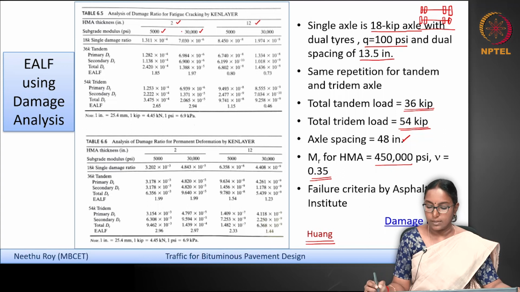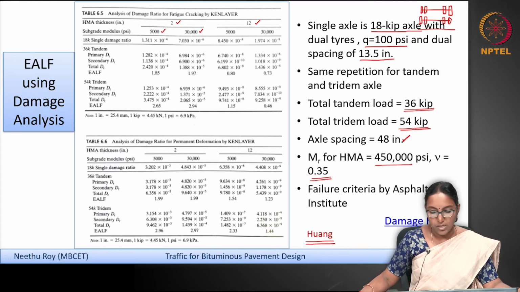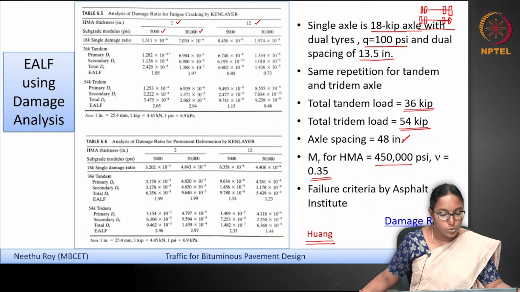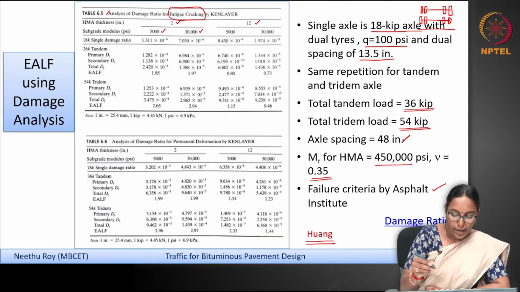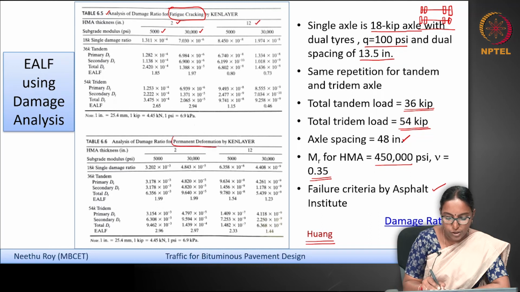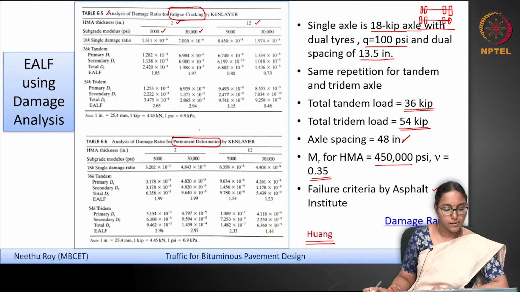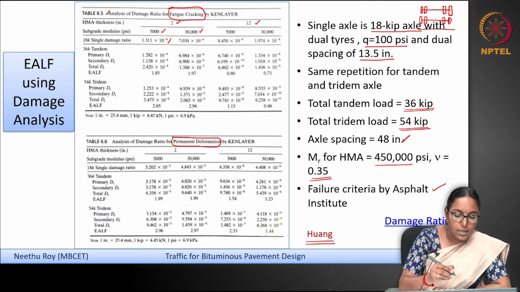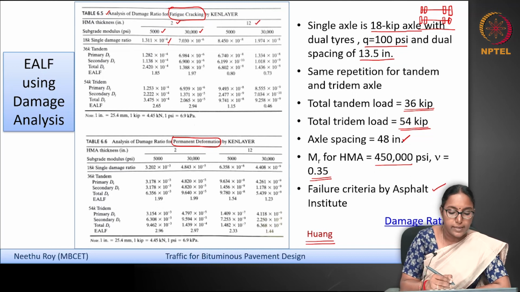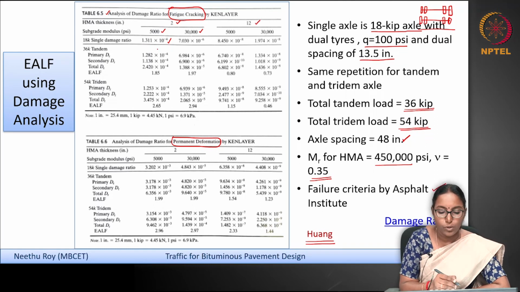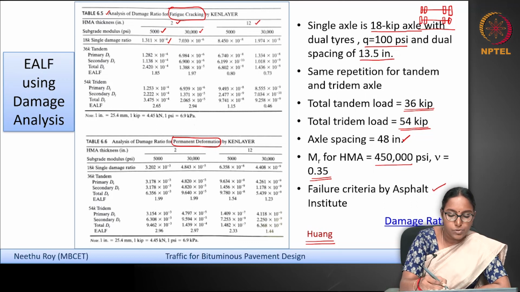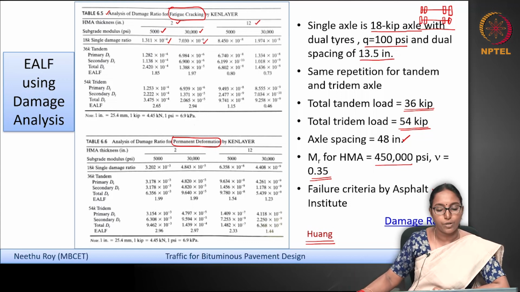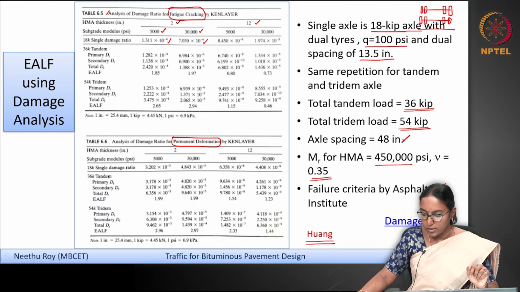As I said, the distress functions of the Asphalt Institute are used, and a damage analysis is done and the damage ratios are computed. You can see from here, Table 6.5 is the damage analysis done for the fatigue cracking criteria, and Table 6.6 indicates the permanent deformation criteria. So these are the two failure criteria for which the damage analysis is done. This is the damage ratio. As you can see, for the 18 kip single axle, the damage ratio is 1.311 into 10 raised to minus 4 on a 2-inch pavement with a 5000 psi subgrade modulus, whereas in the case of 30,000 psi subgrade modulus, the damage ratio is 7.03 into 10 raised to minus 6. As we have already mentioned, I will just quickly show you what the damage ratio is.